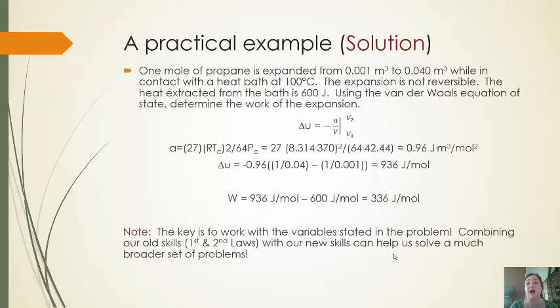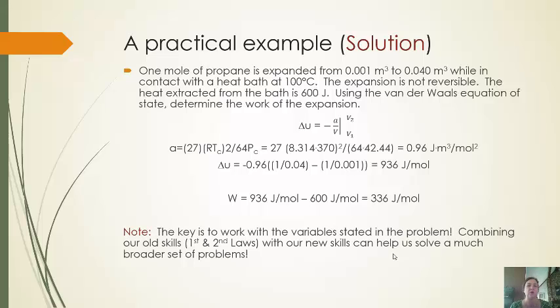And now I simply need to find values. So for a van der Waals fluid, I have a definition for A in terms of critical properties. Critical properties for propane are shown. Again, we're talking about a case where you have limited data available. And so we end up with A as 0.96 joules times cubic meters per mole squared. Substituting in for delta U, I end up with 936 joules per mole. Subtract off that 600 joules per mole of heat, and the work is going to be 336 joules per mole.